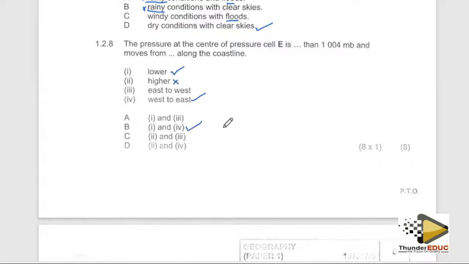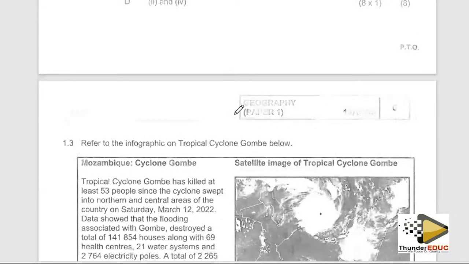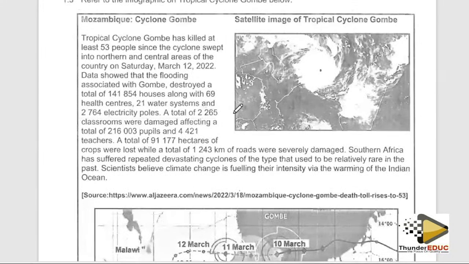All right. If we proceed to question 1.3, it says, refer to the infographic on tropical cyclone Gombe below. This is our infographic where we have a satellite image and the given information. They say cyclone Gombe has killed at least 53 people since the cyclone swept into northern and central areas of the country on Saturday, March 12, 2022.